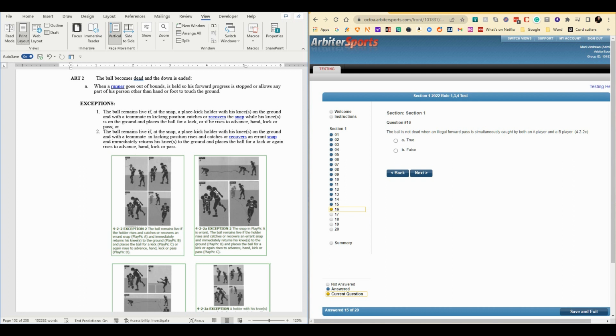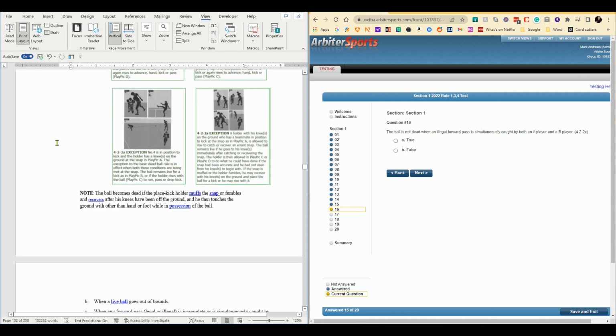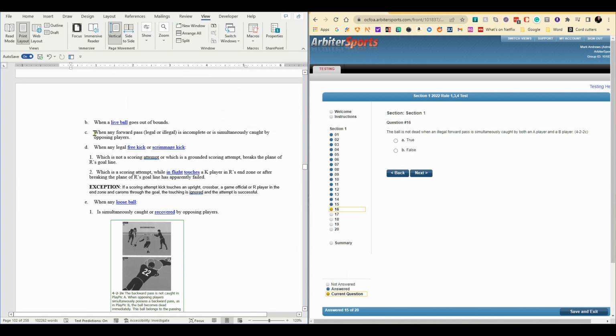So the rules reference is 422C. 422 is our old, the ball becomes dead and the down is ended when, okay? And it's the standard when the runner goes out of bounds, forward progress is stopped, and so on. C says, when any forward pass, legal or illegal, is incomplete or simultaneously caught by opposing players. So this is treated as if it's an incomplete pass.